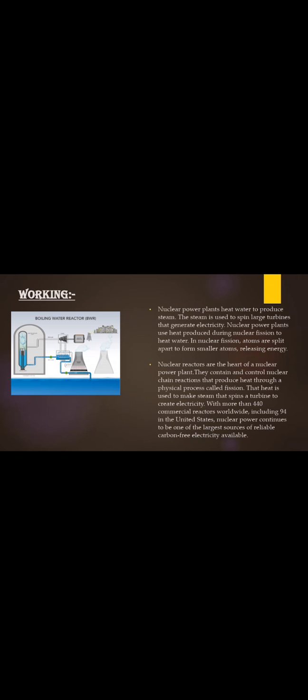Here is the working of a nuclear power plant. So, nuclear power plants heat water to produce steam. The steam is used to spin large turbines that generate electricity. Nuclear power plants use the heat produced during nuclear fission to heat water. In nuclear fission, atoms are split apart to form smaller atoms, releasing energy. Nuclear reactors are the heart of a nuclear power plant. They contain and control nuclear chain reactions that produce heat through a physical process called fission. The heat is used to make steam that spins a turbine to create electricity.